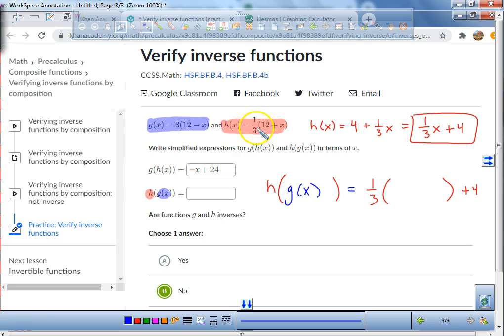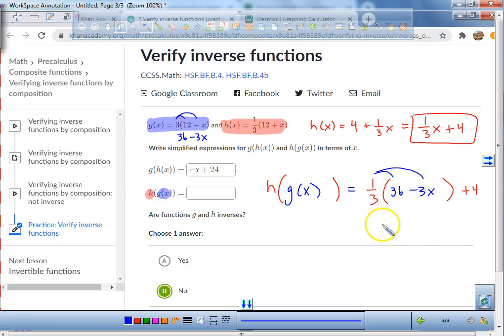Well, if we were allowed to distribute this 1/3 to both of these to make it easier, I could technically multiply both things by 3 and make this 36 minus 3x to make it a little bit easier. So watch what happens if I just put 36 minus 3x. All I've done is simplify this g of x expression to make it a little bit easier to work with. Now all I've got to do is multiply both things by a third.